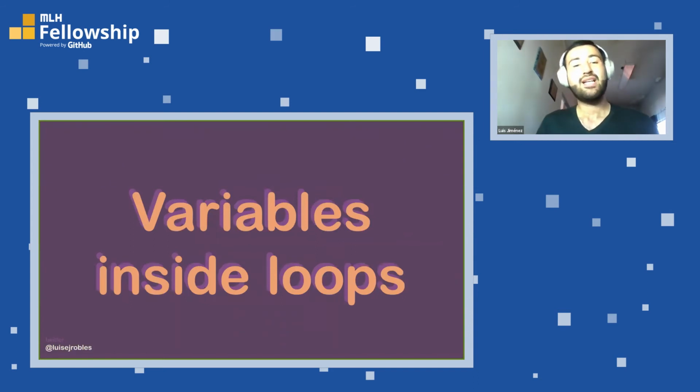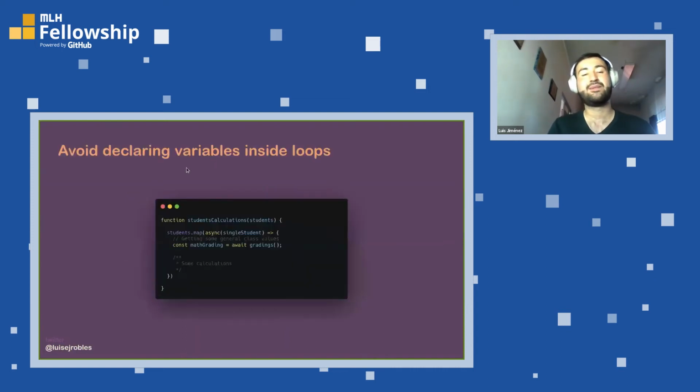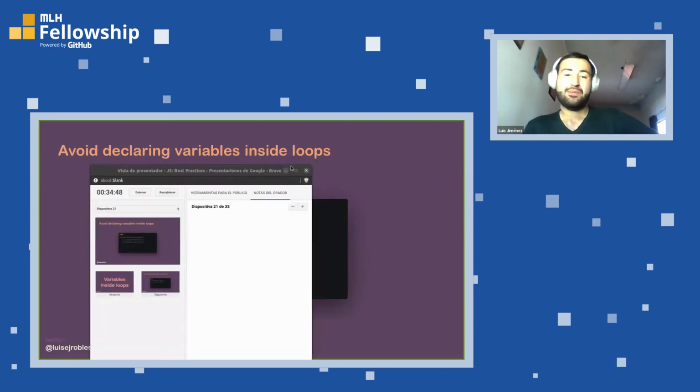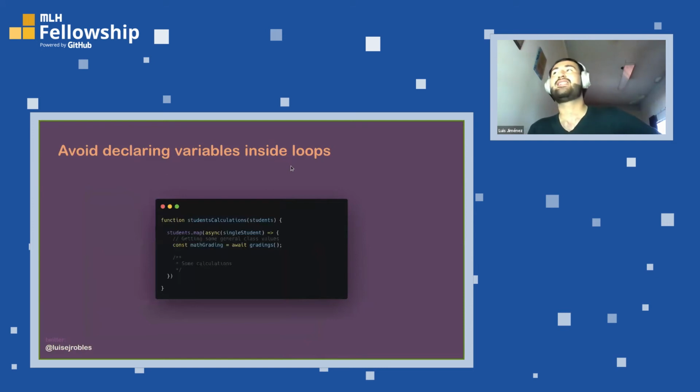And the next one is going to be around variables inside loops. How about this? Avoid declaring variables inside loops. In this example, it is something, to be honest, that I found myself doing a few weeks before. In this example, we are looping through an array of students via a map, all right? And for each student, that is called single student, we are getting some grades from a database. I don't know, some general grades. Imagine the grading function is going to get all of the grades for every student in a classroom, right?